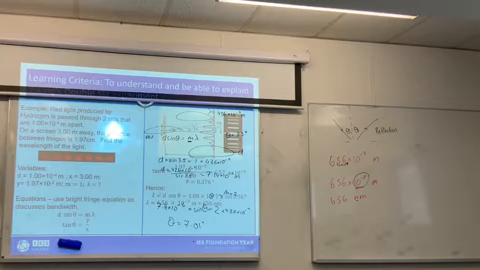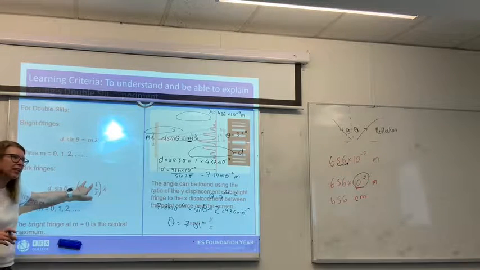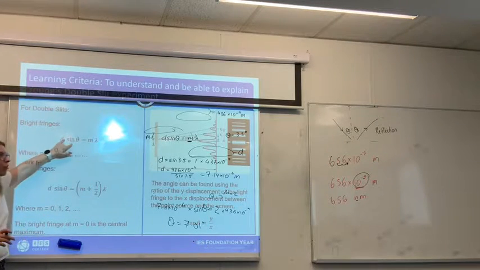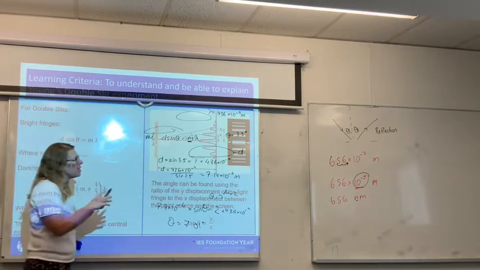I didn't really talk that much about this. Dark fringes occur half a wavelength compared to bright fringes. And that makes sense because it has to be here.